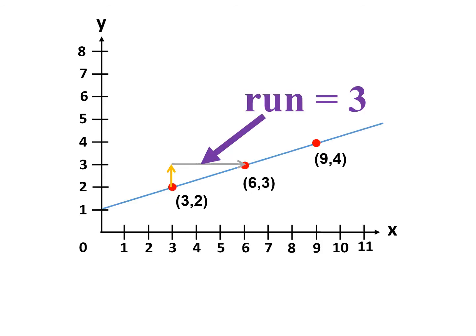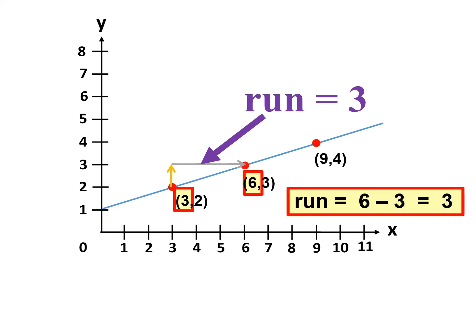In this example, the run is equal to 3. That is, the ant goes sideways 3 units. We can see how much the ant goes sideways by looking at the x-coordinates of the 2 points. The x-coordinate of the left point is 3, and the x-coordinate of the right point is 6. If we subtract 3 from 6, we get 3, which is the run. This makes sense. As the ant travels right along the line, his x-coordinate changes from 3 to 6, so that's a run of 3 units.